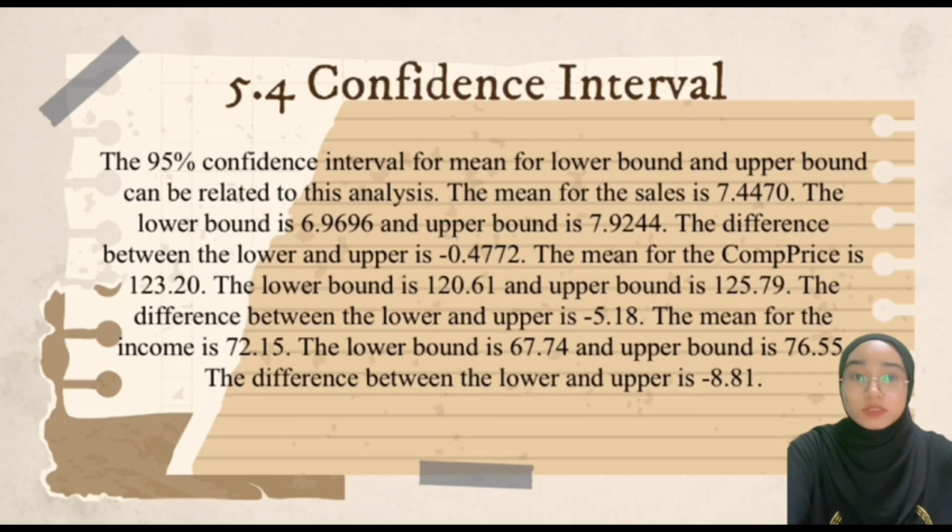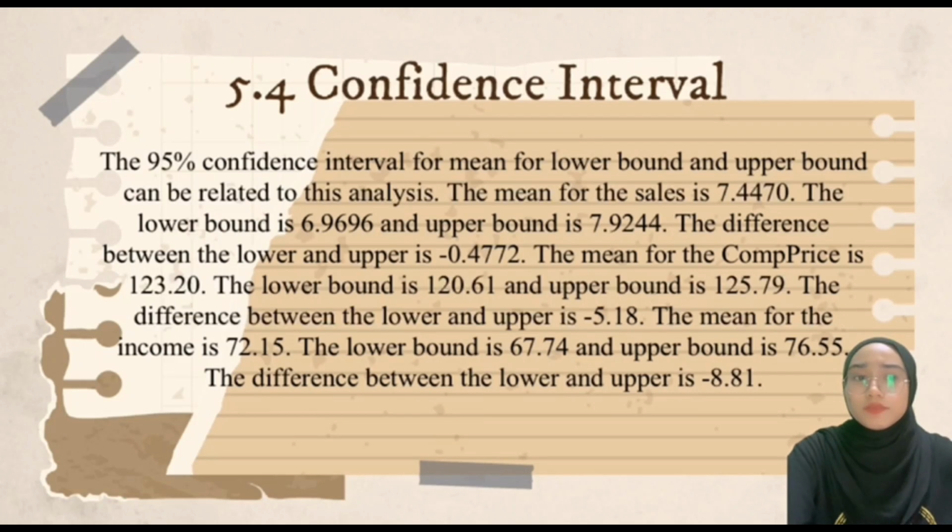5.4 Confidence interval. The 95% confidence interval for a mean, with lower bound and upper bound, can be related to this analysis. The mean for the sales is 7.4470. The lower bound is 6.9696 and the upper bound is 7.9244. The difference between the lower and upper is minus 0.4772.